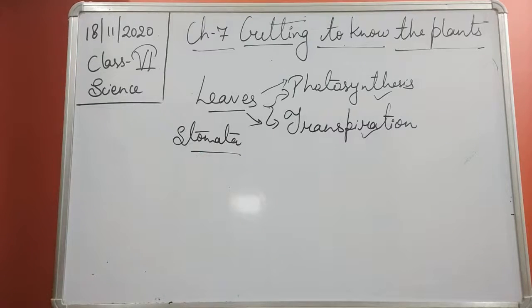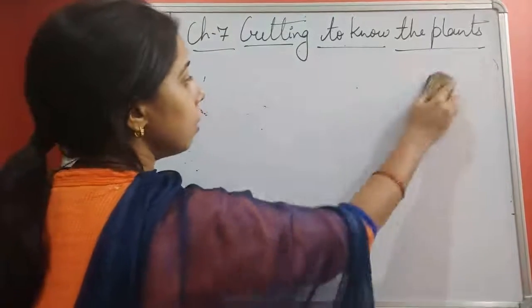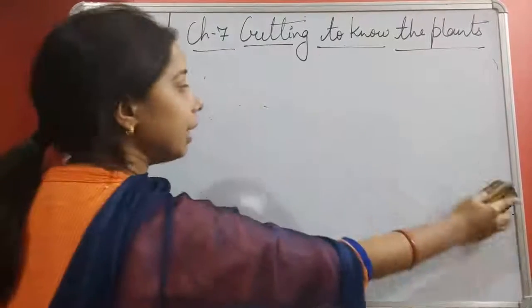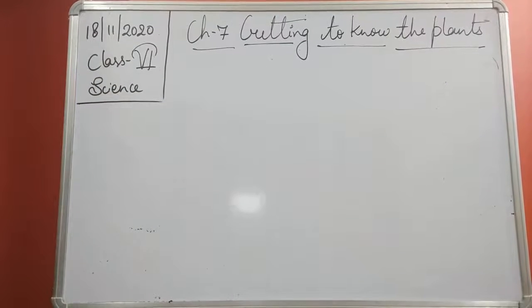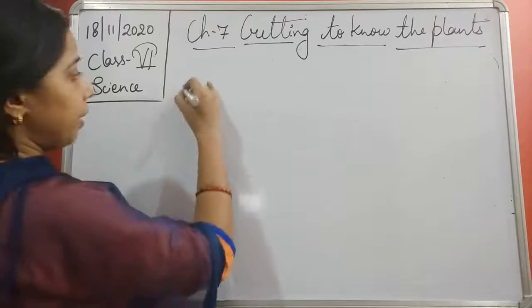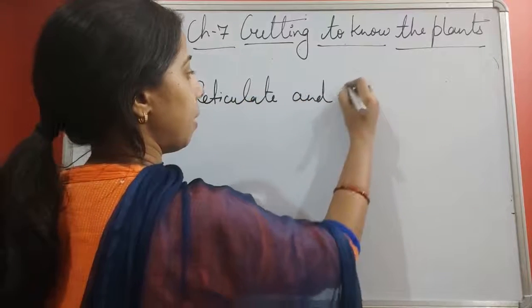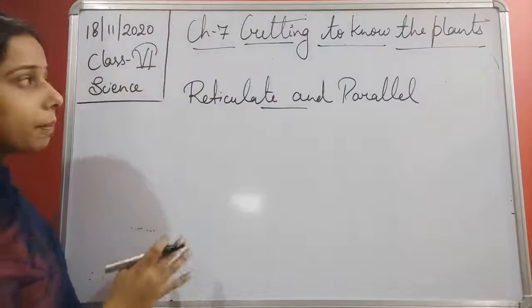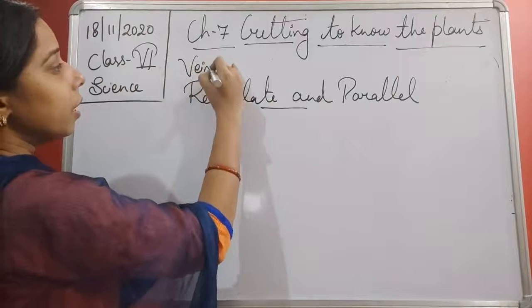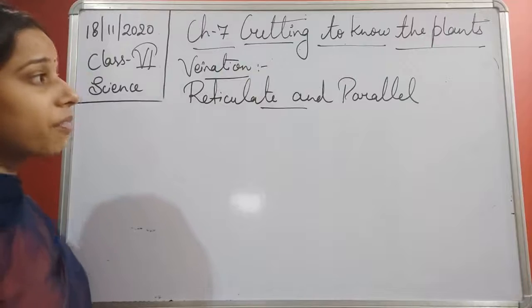Now, if we categorize the leaves into two different types, we all know that leaves are basically divided into two: reticulate and parallel. When we talk about reticulate and parallel, leaves are classified into two types on the basis of their venation.